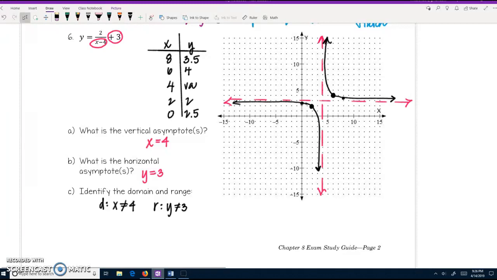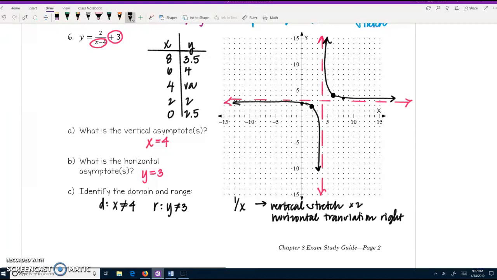And then if I wanted to be specific about how this graph is different from my parent function 1 over x, there are 3 changes. There's a vertical stretch because the 2 up top in the numerator is kind of increasing how quickly this graph grows. Then there's a horizontal shift or a translation, and that translation brings us right by 4. And then we have a vertical translation, and this vertical translation or shift is moving the graph up by 3. So that's it for this particular graph.